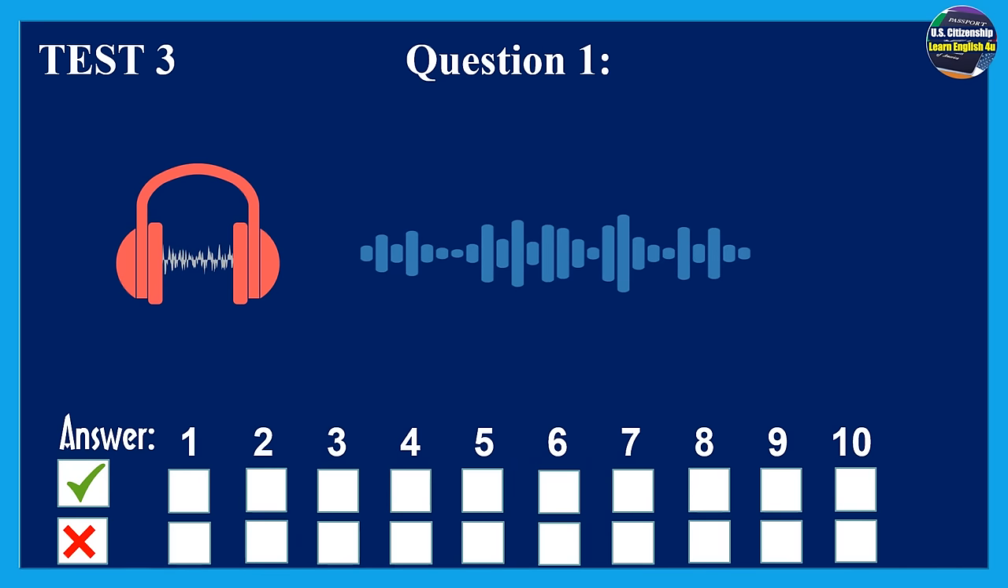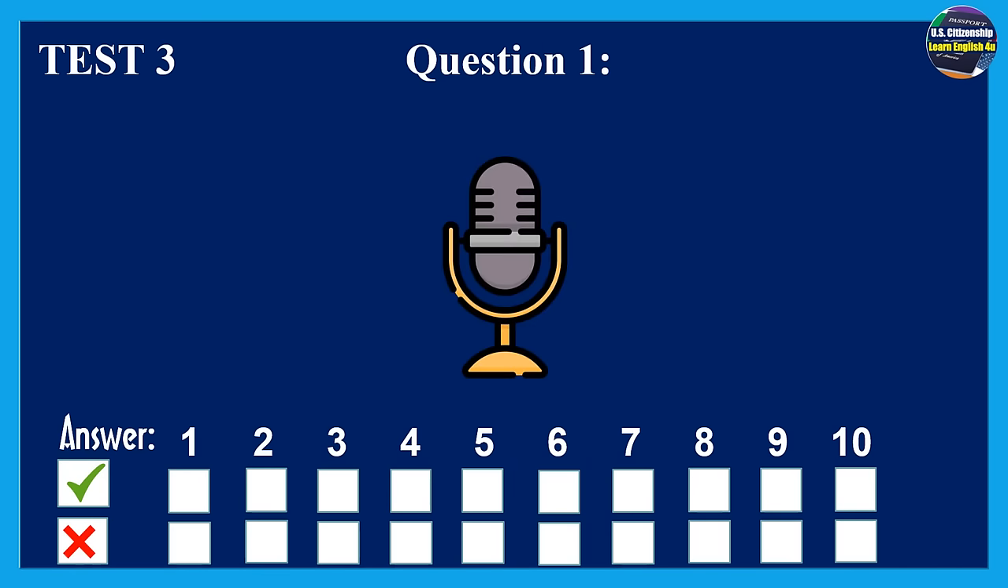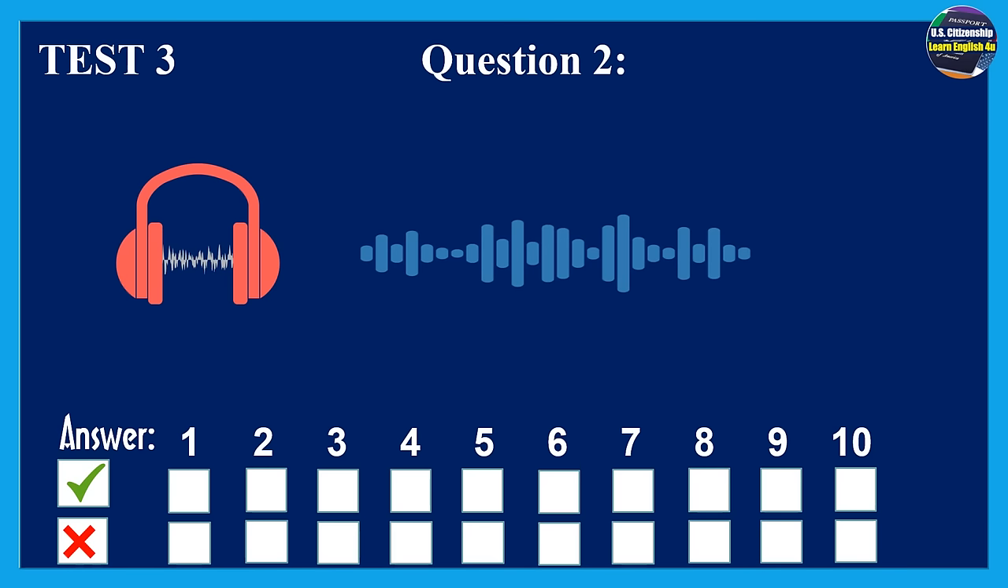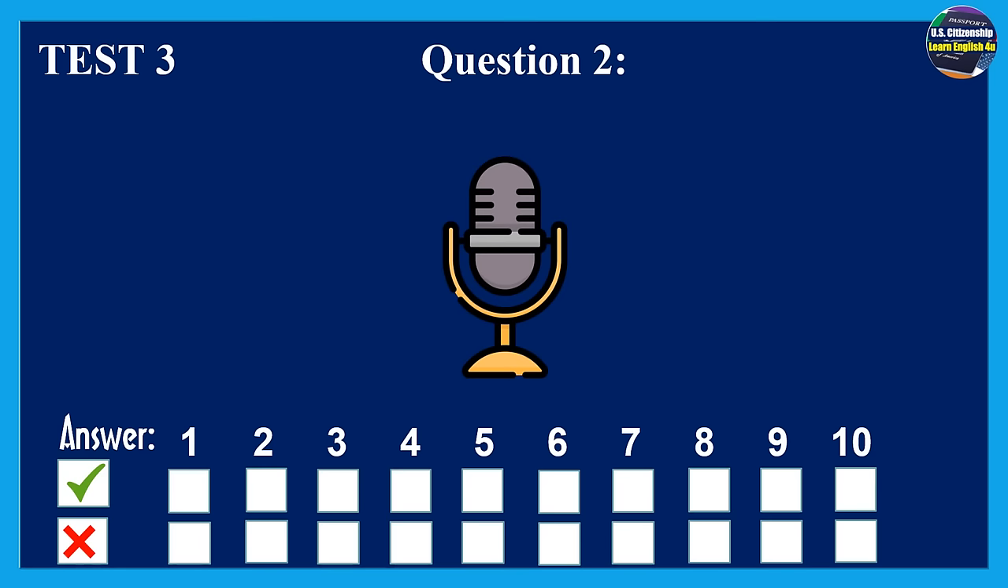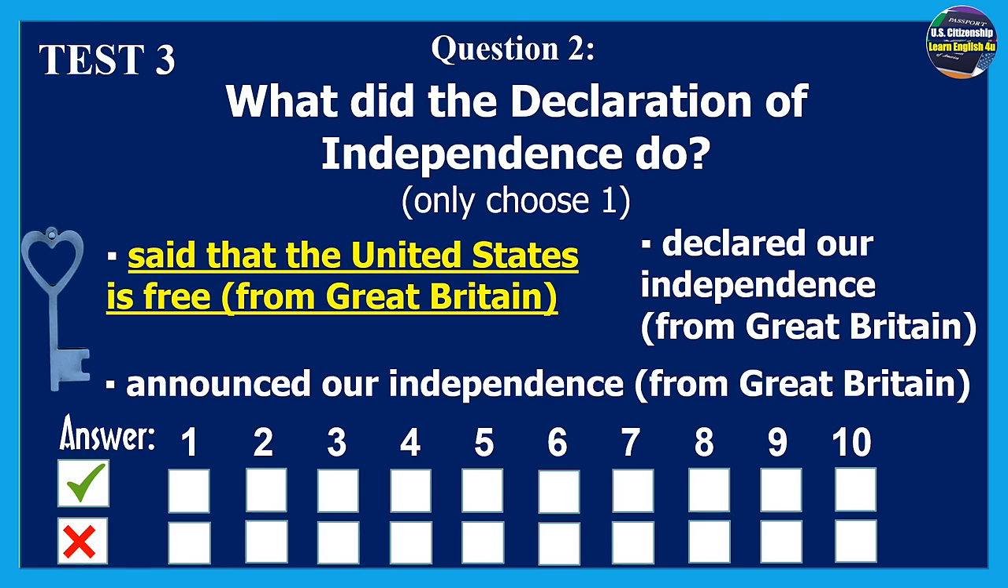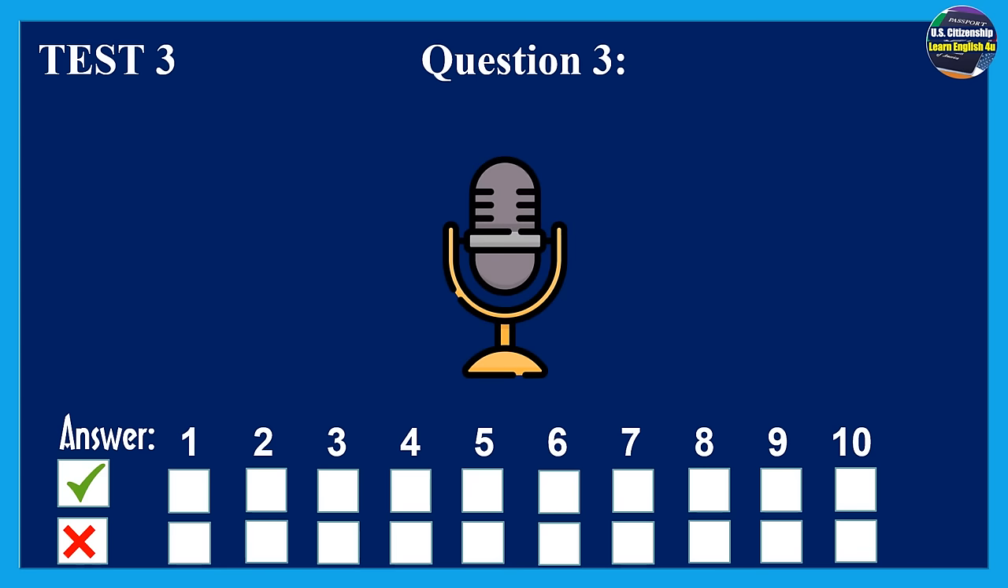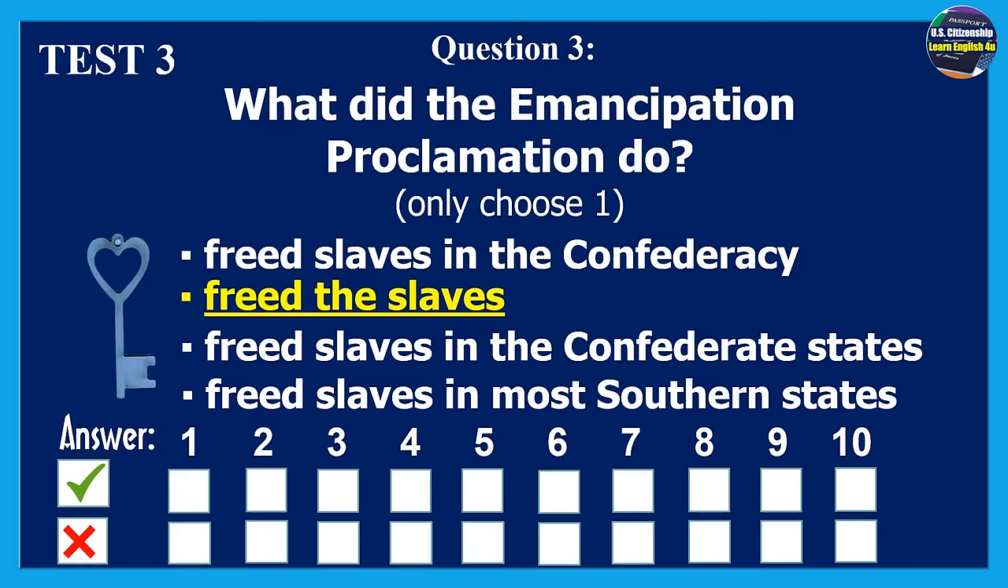What is the name of the Vice President of the United States now? Kamala Harris. What did the Declaration of Independence do? Said that the United States is free from Great Britain. What did the Emancipation Proclamation do? Freed the slaves.